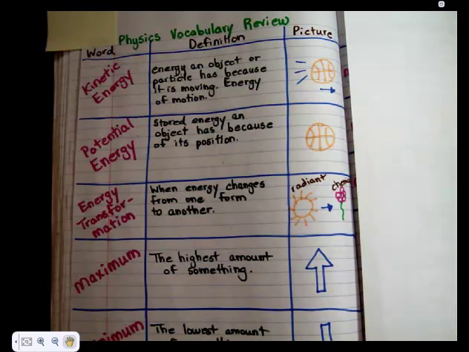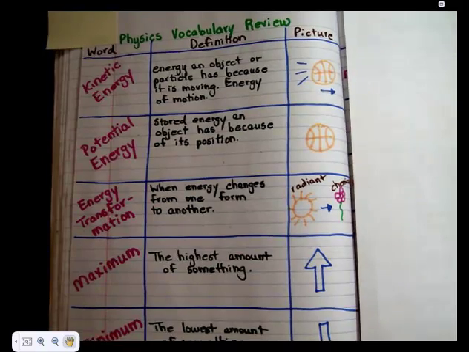These words are review from the video and review from 6th and 7th grade. You should be very familiar with kinetic energy, potential energy. We're going to start to talk about energy transformations in our next homework assignment. And we also need to know what maximum and minimum means, because we're going to be talking about maximum and minimum potential energy.